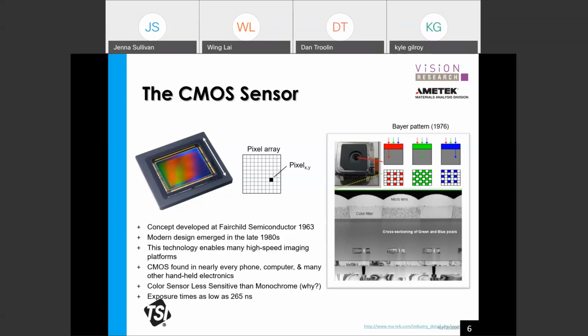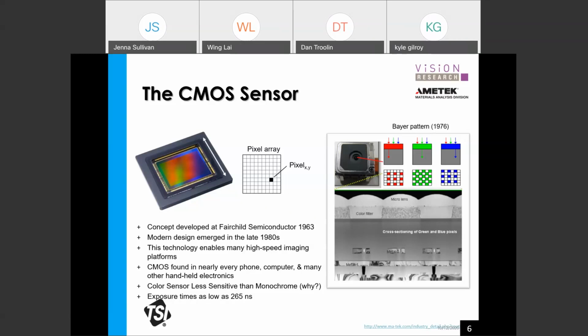And these CMOS sensors, again, are capable of anywhere from 1,000 to 1,000,000 frames per second. And they're capable of exposure times on the order of 250 nanoseconds and less.